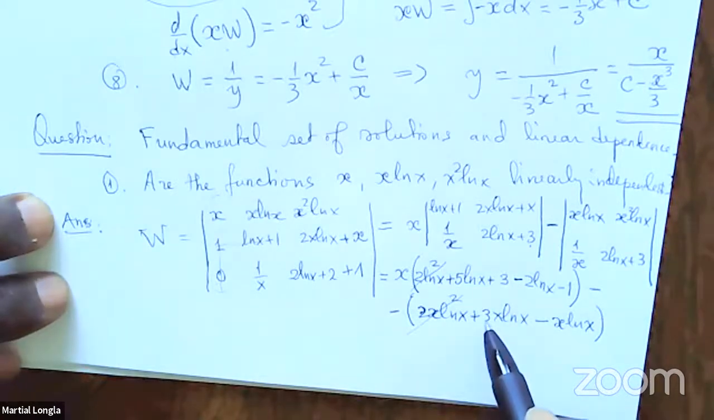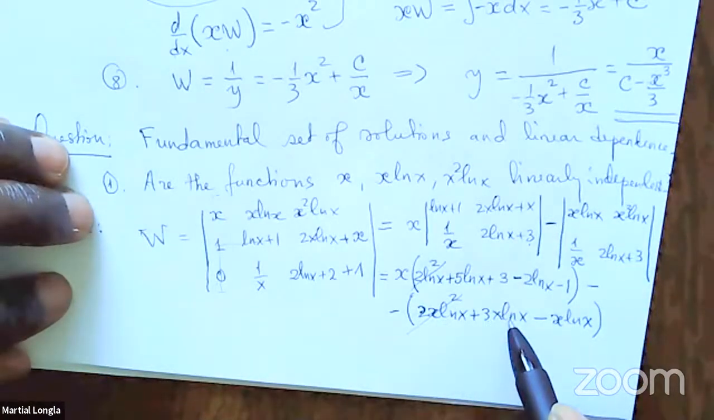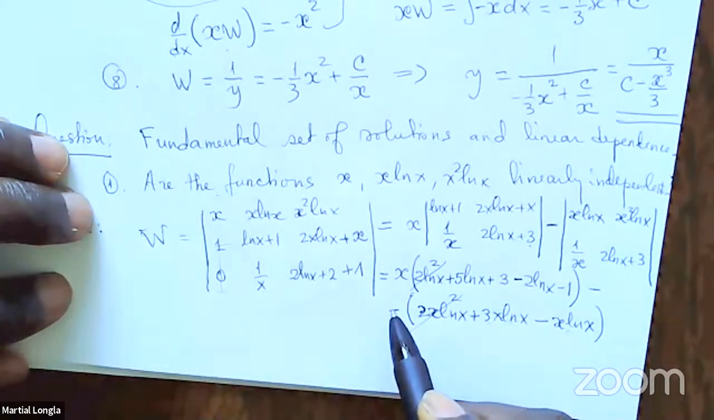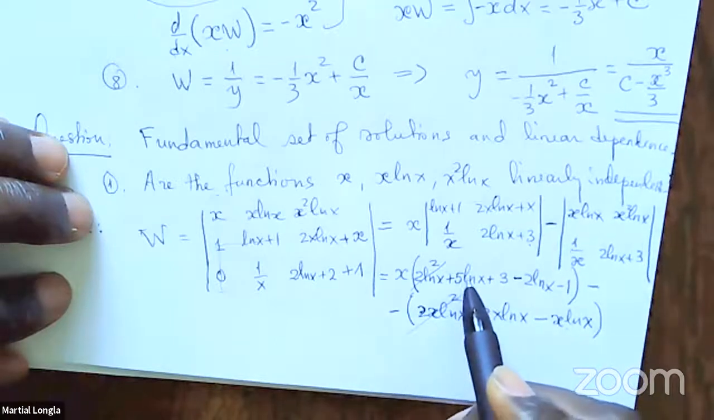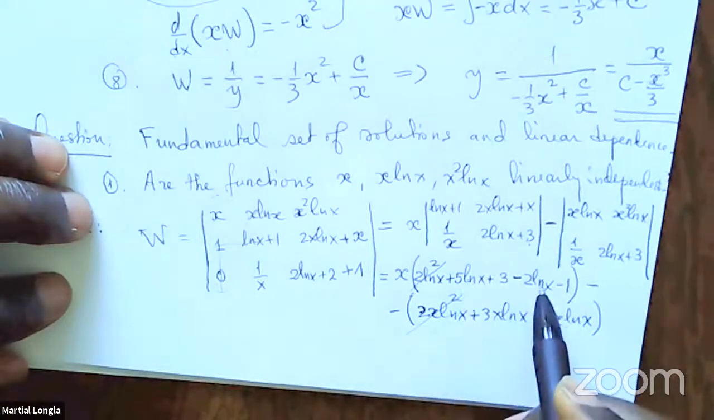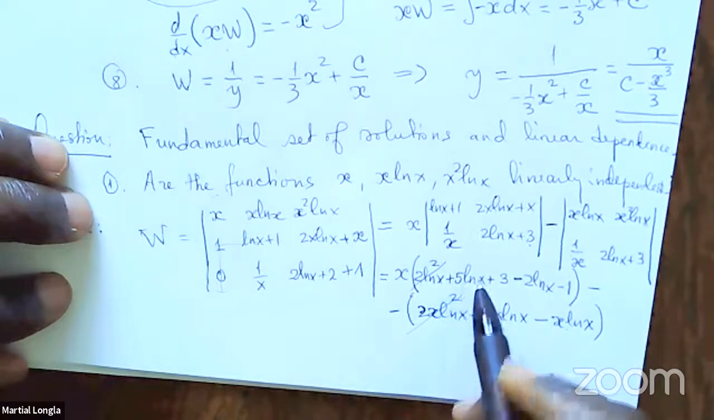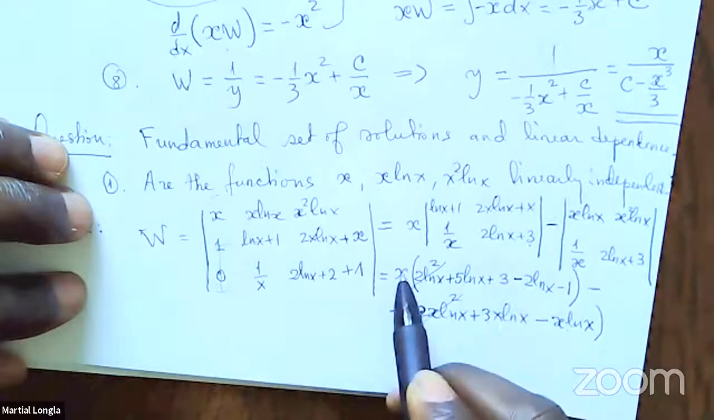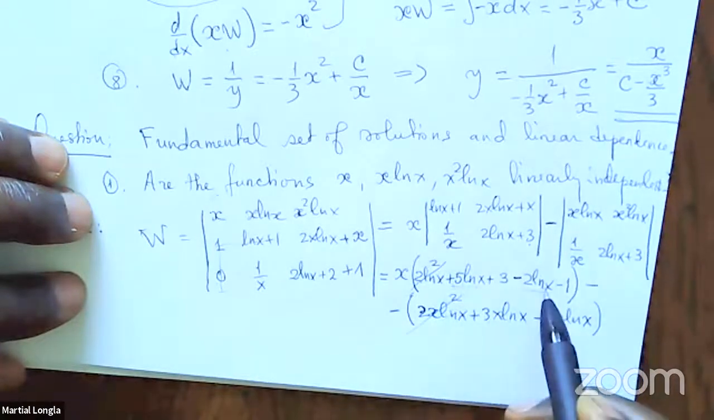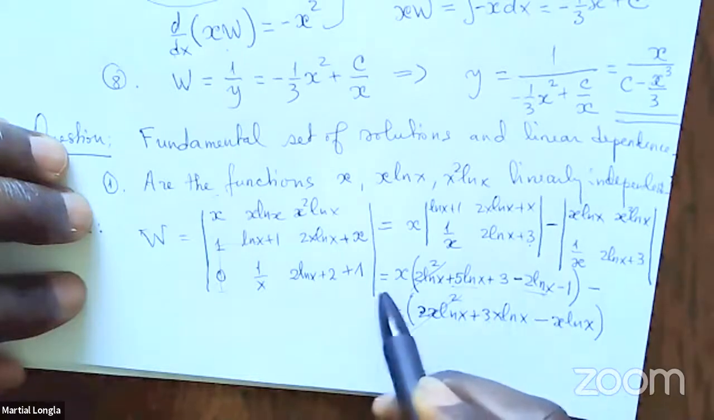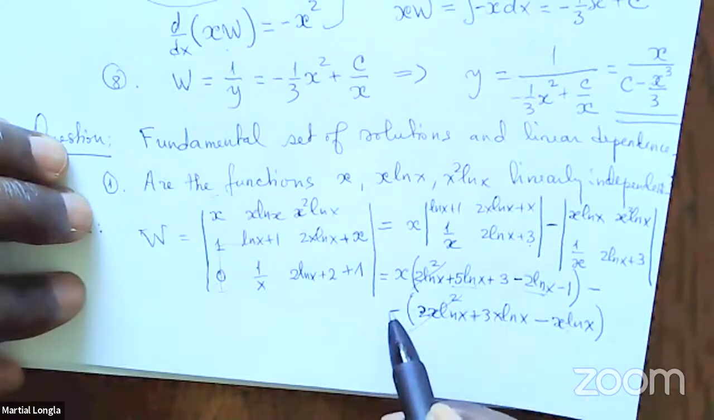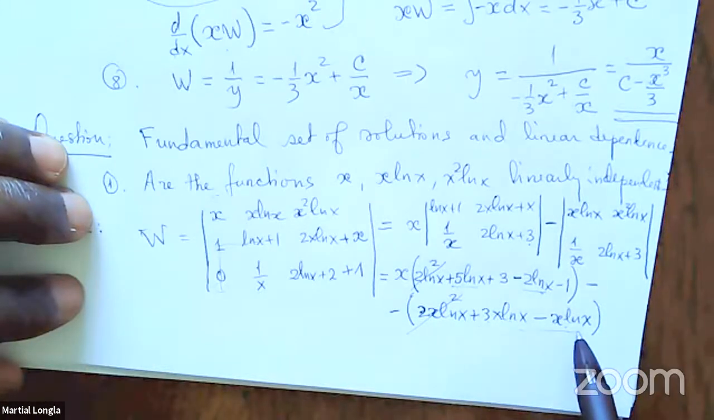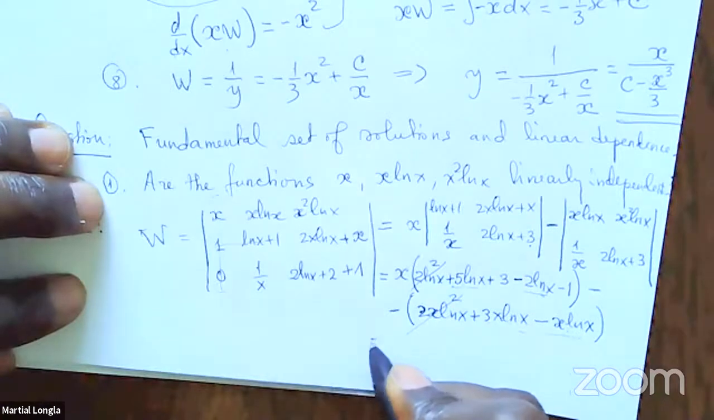Now here you have 3x natural log of x minus x natural log of x. So that's 2. And then that's a minus. And here you have 5 natural log of x minus 2, that's 3. So that's 3x natural log of x you have here, because 5 minus 2 is 3. So 3x natural log of x minus 2x natural log of x from these two. So that is just x natural log of x.